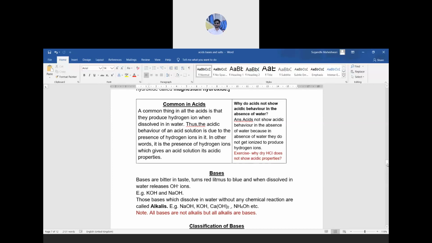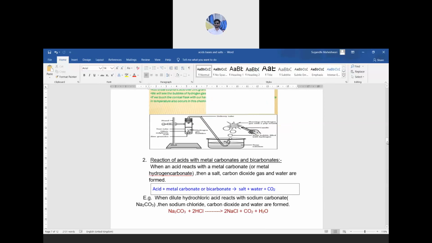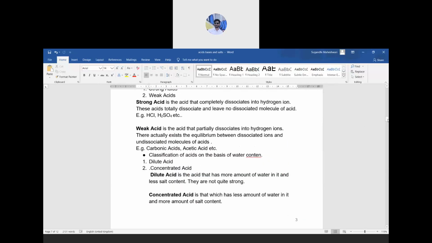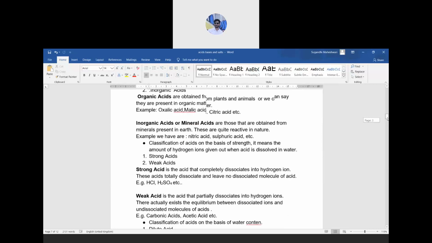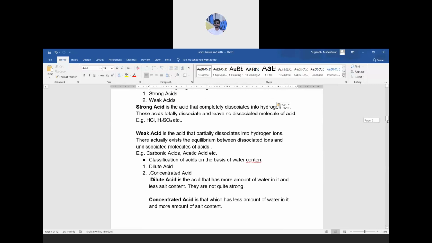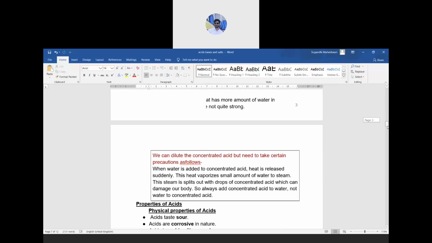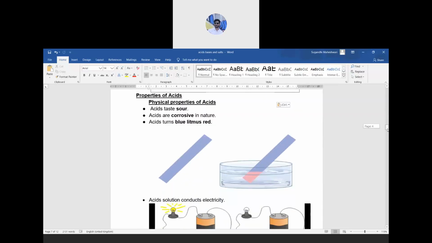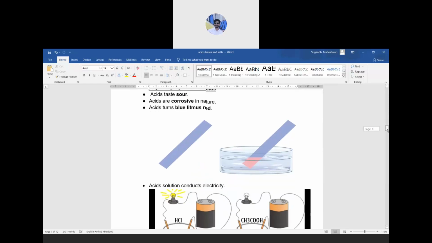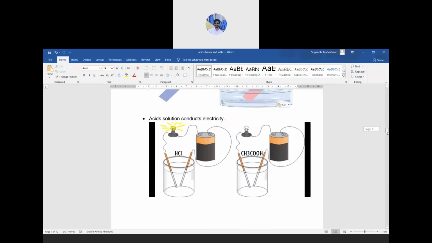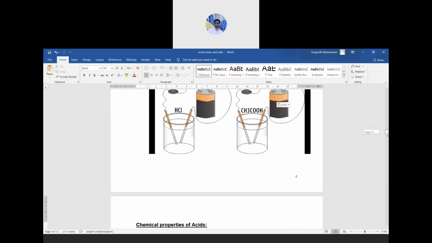Okay, so let's summarize what we have learned in acids. The first thing is classification. They are classified into organic and inorganic on the basis of source, weak and strong on the basis of their strength, and dilute and concentrated on the basis of water content. Then we learned about the physical properties. They taste sour, they are corrosive in nature, they turn blue litmus red, and they conduct electricity. Strong acids conduct electricity because they are completely dissociated.